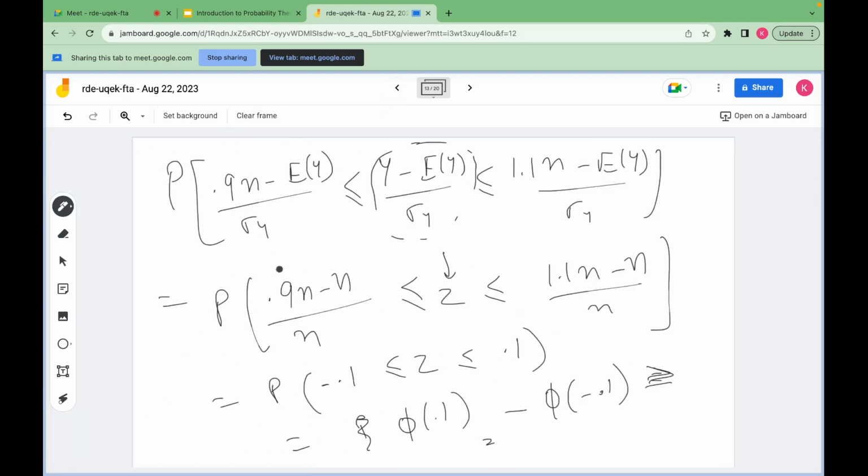So the sigma y is not n, it is root n, right? So this will become 0.1, this is root n and here also it is root n. I will rewrite it again.